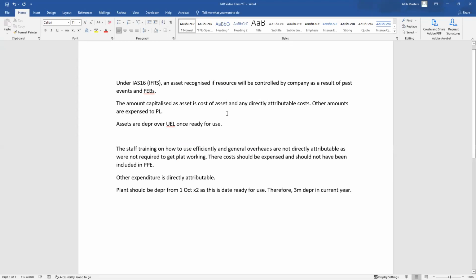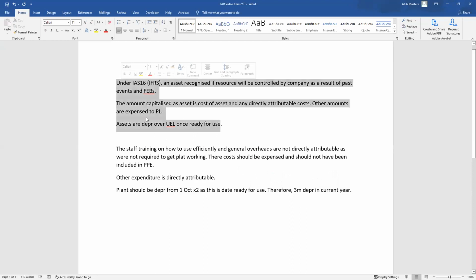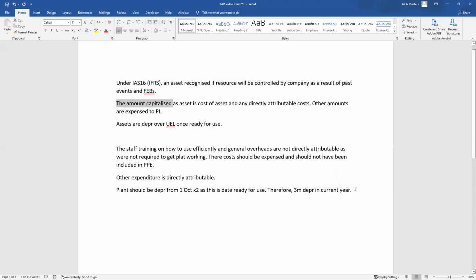So you can see again what we've done here. That's a relevant part of the standard. Assets are depreciated once ready for use. But here's where we're applying it. So plant, that's the specific asset. Depreciated from this date, that's the date it was ready for use. So we're just applying this technical knowledge to the scenario, just as we did there. So therefore, we're quite clear here of when it should be depreciated from.